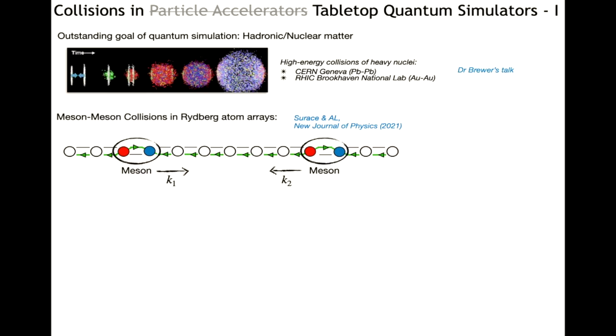This is the initial state you want to prepare, and then you want to run the real-time evolution. So you want to encode this in your Rydberg atoms, run the real-time evolution, and measure things that you would be interested in for particle physics, for example, the scattering matrix of this collision process, or you can even do more, as I'm going to argue.